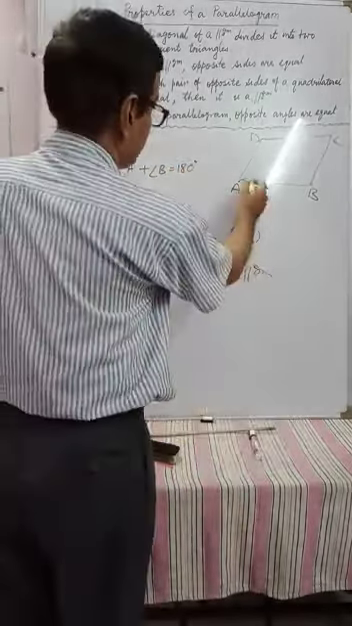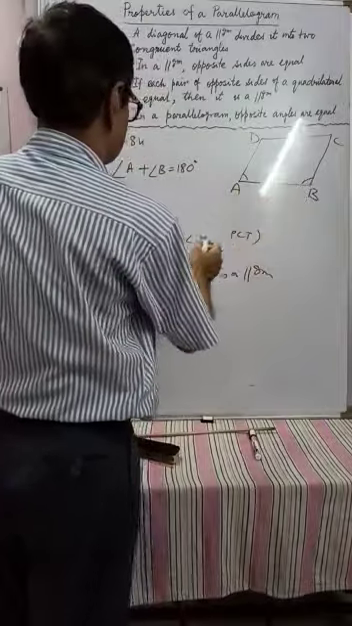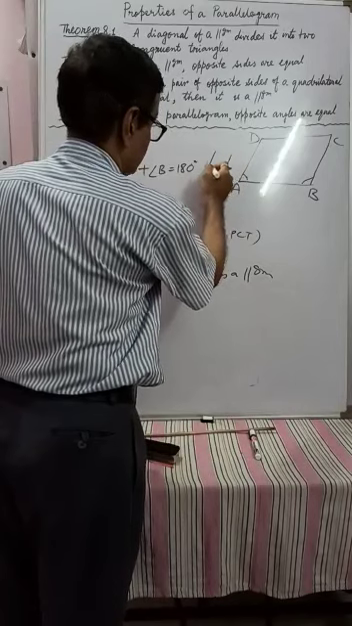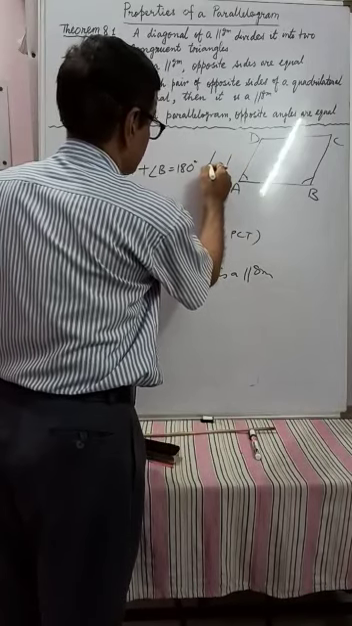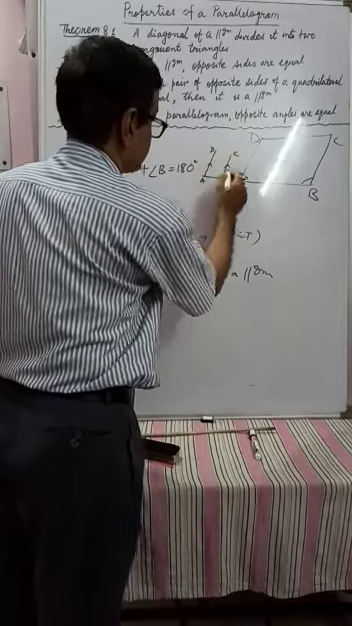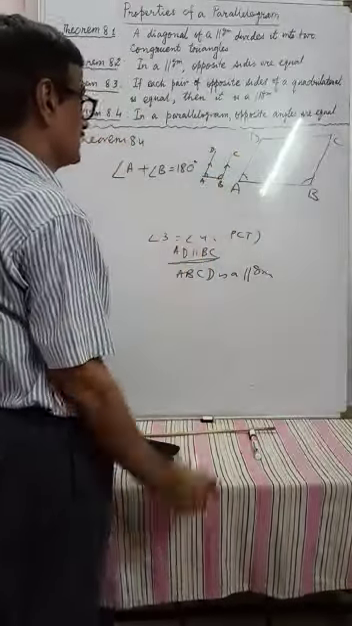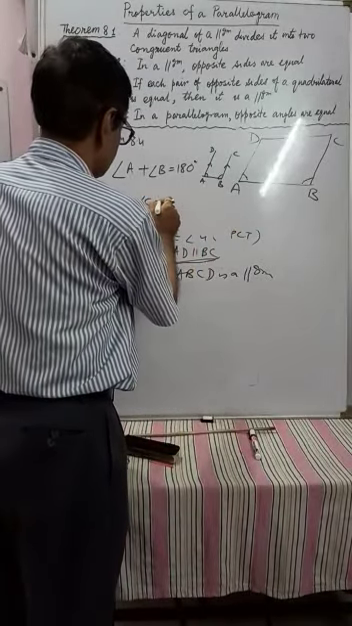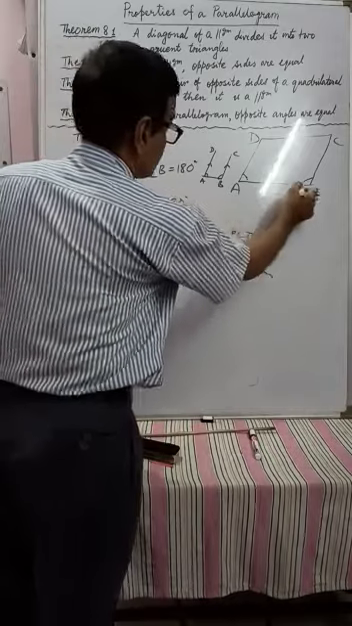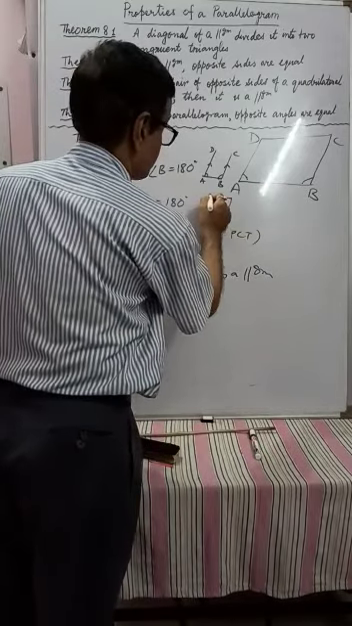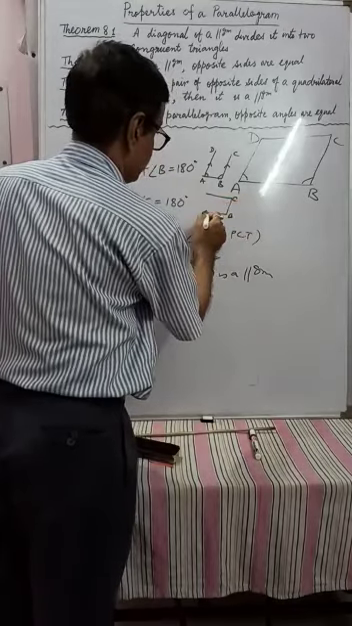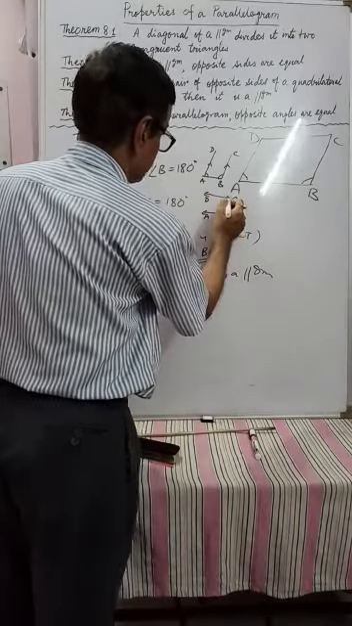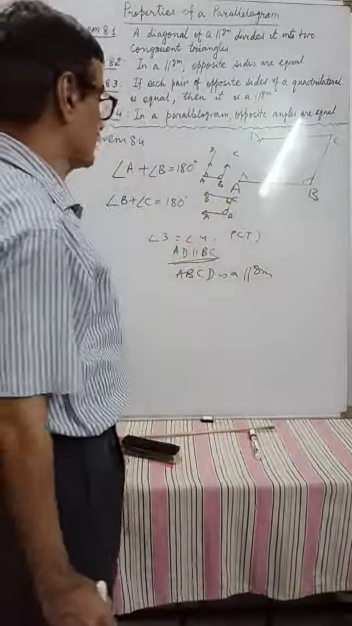Why? Because they are co-interior angles. So these are the angles on the same side of the transversal. It is happening like this. This is A, this is B, these two are parallel, this is D point, this is C point. So angle A plus angle B is equal to 180 degrees, and similarly angle B plus angle C is also 180 degrees, because this is BC. These two are parallel, AB and DC. So the sum of these two angles is equal to 180 degrees.